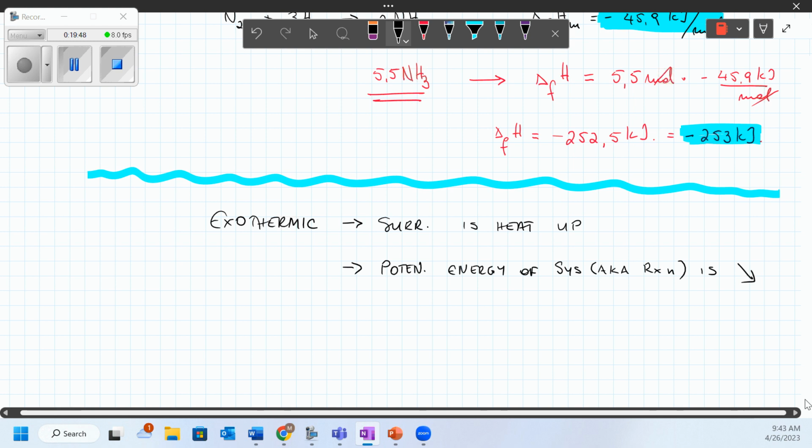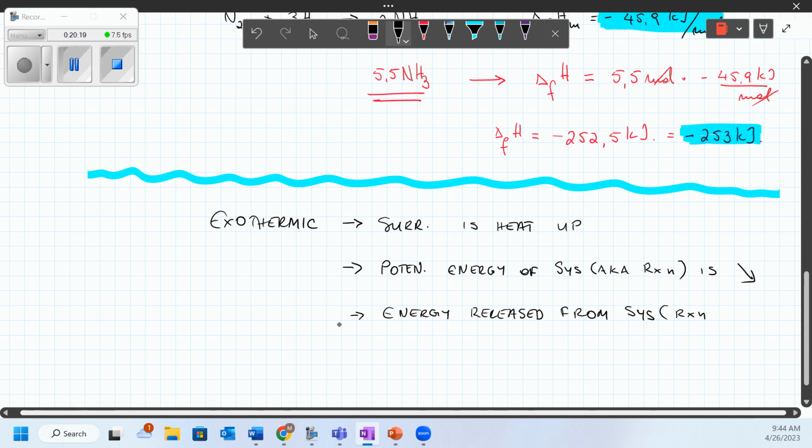Now, what is going on in this case is that this energy that is released from the system, from the reaction, is going to the product side, okay? So the energy released from the system is going toward the products.